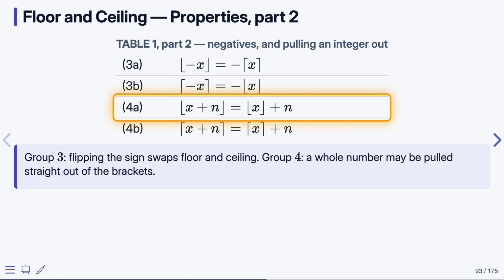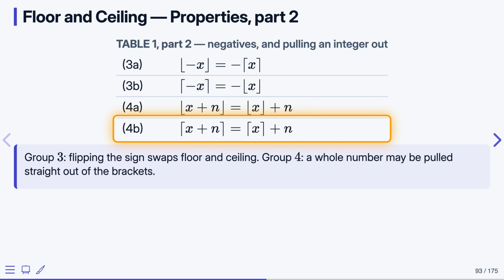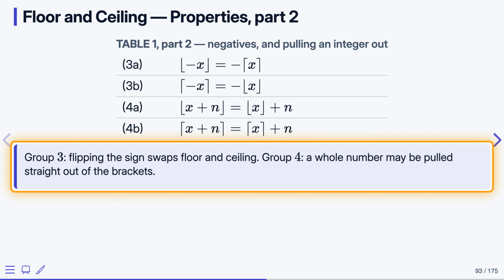Group 4 is about adding a whole number. 4a: the floor of x plus n equals the floor of x plus n. 4b says the same for the ceiling. In plain words, a whole number may be pulled straight out of the brackets, because it never changes the fractional part.